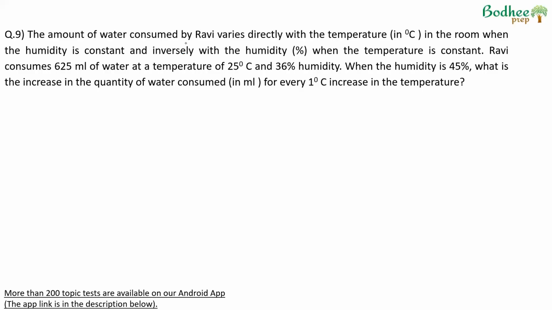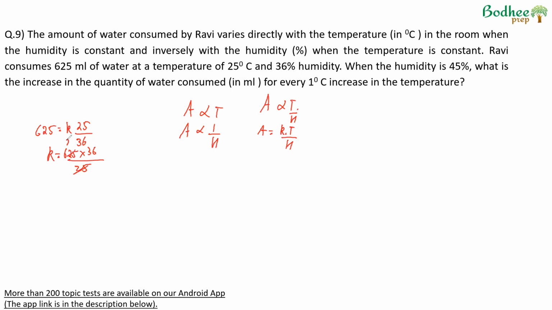The amount of water consumed by Ravi varies directly with the temperature when humidity is constant, and inversely with humidity when temperature is constant. So we can say the amount of water varies with T into 1 by H, or T by H, and therefore the amount of water consumed is K into T by H. K is the constant, T is the temperature, H is the humidity. Ravi consumes 625 ml at 25-degree temperature and 36% humidity, which means we can say the value of K is nothing but 625 into 36 by 25. This is 25.